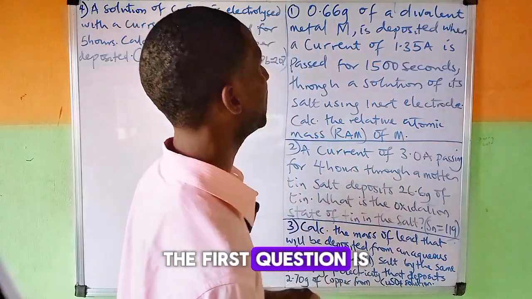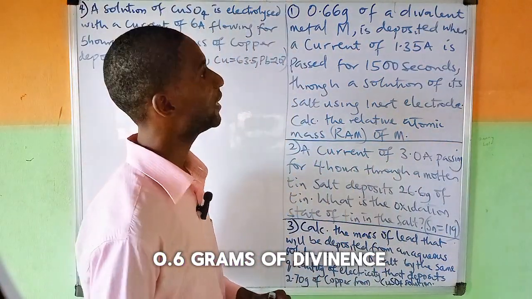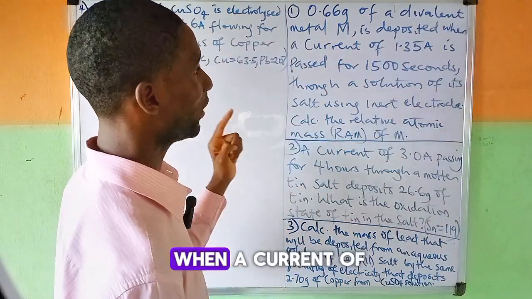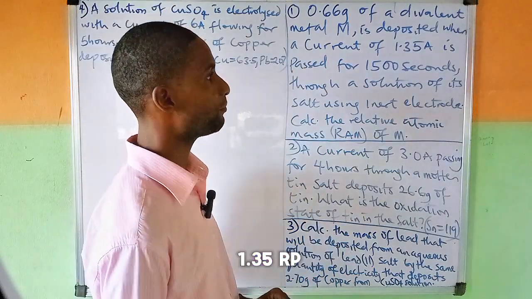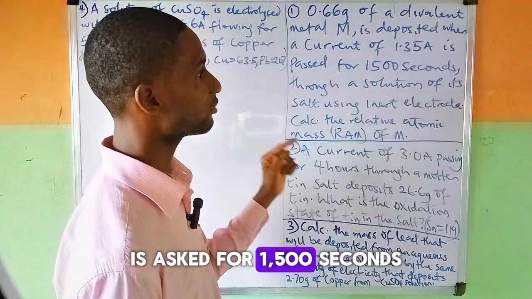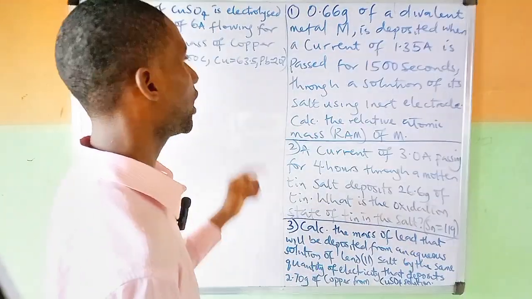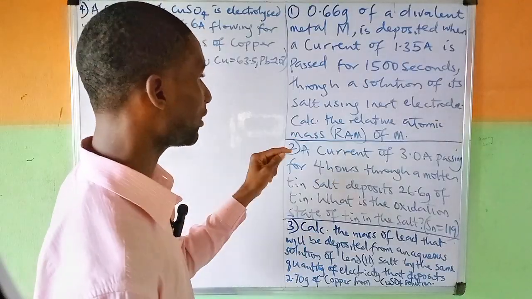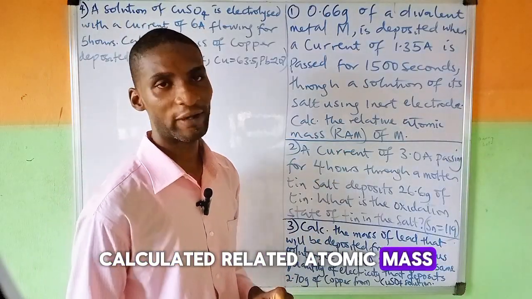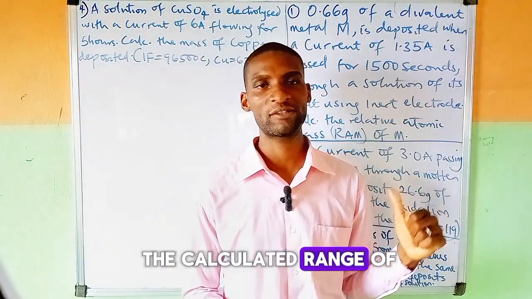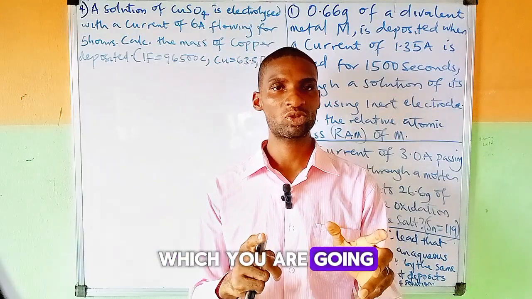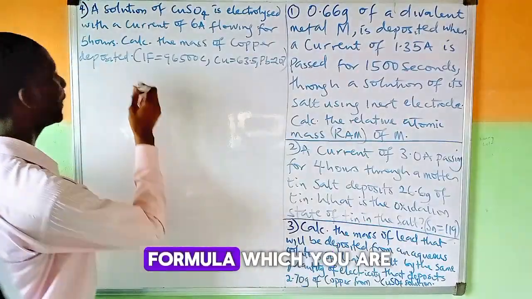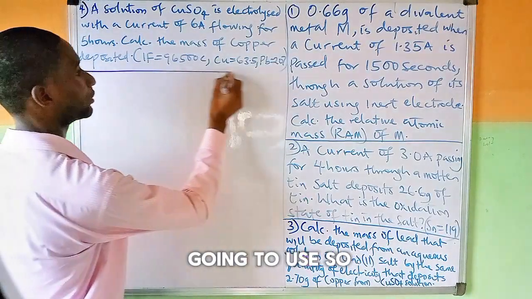Now the first question says 0.66 grams of a divalent metal M is deposited when a current of 1.35 ampere is passed for 1,500 seconds through a solution of its salt using inert electrodes. Calculate the relative atomic mass of M. So we are asked to calculate the relative atomic mass of M, which we are going to do right now. Come with me. I taught you the formula which you are going to use.